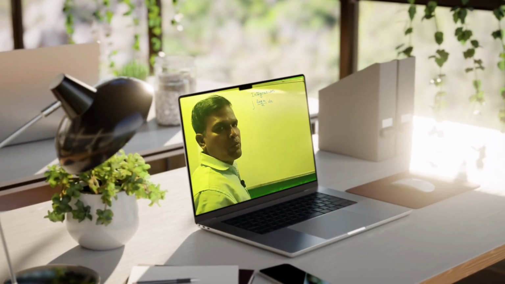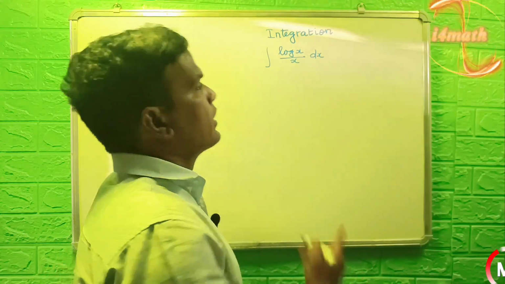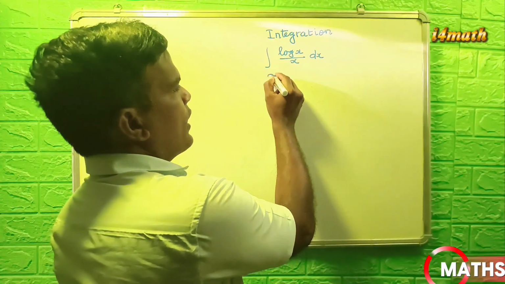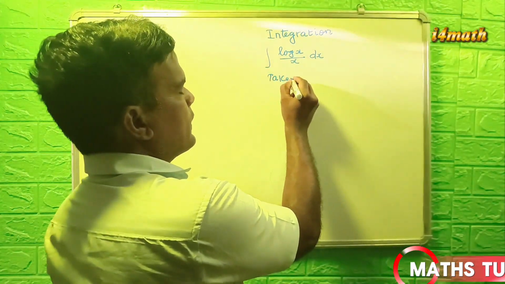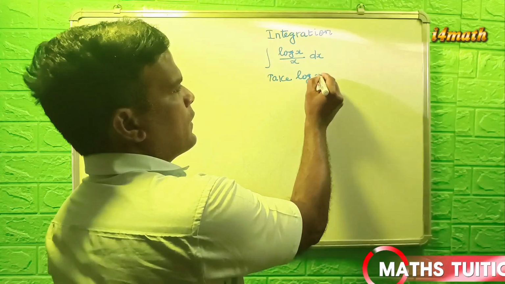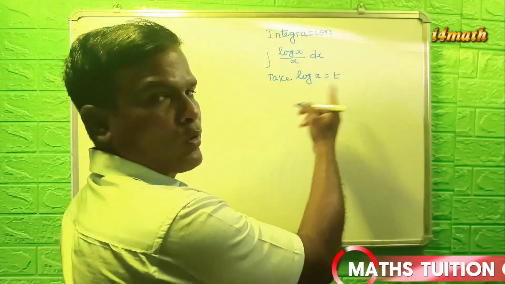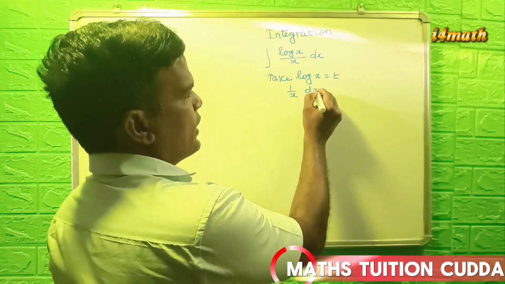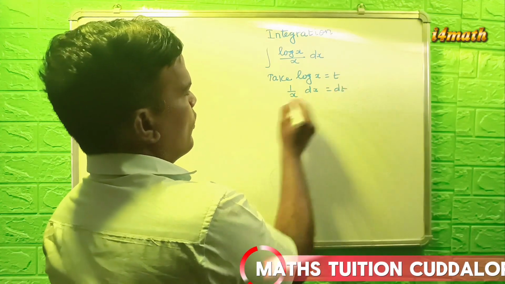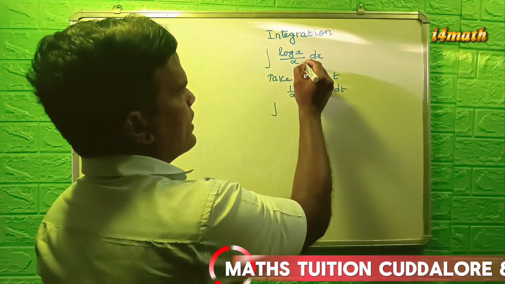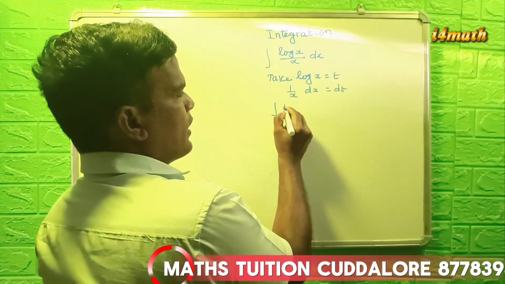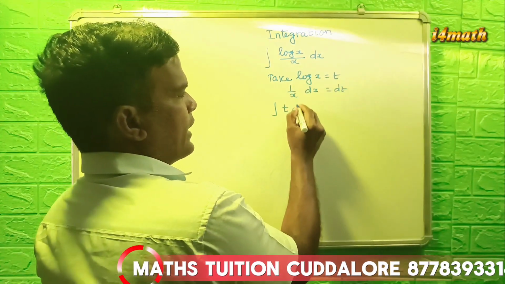Today we are going to solve a problem in integration: the integral of log x by x into dx. Take log x equal to t. Now differentiate on both sides: 1 by x into dx is equal to dt. Now the original integral, log x by x into dx, where log x is equal to t and dx by x is equal to dt.